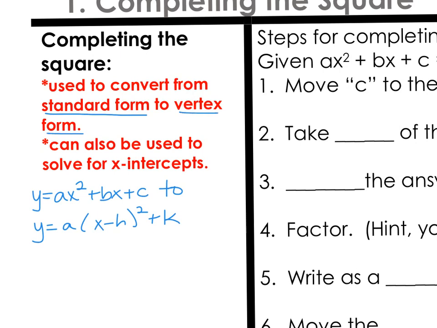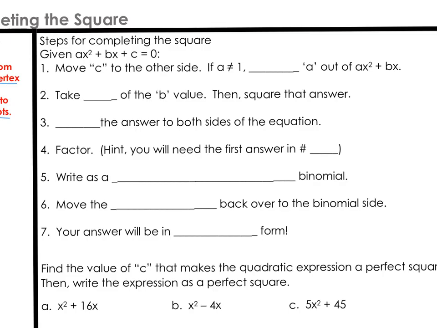We can find things like a maximum or a minimum value of a quadratic function using this method, and it's also useful in solving for x-intercepts. The complete the square process is pretty intense. Notice we have a lot of steps to follow.